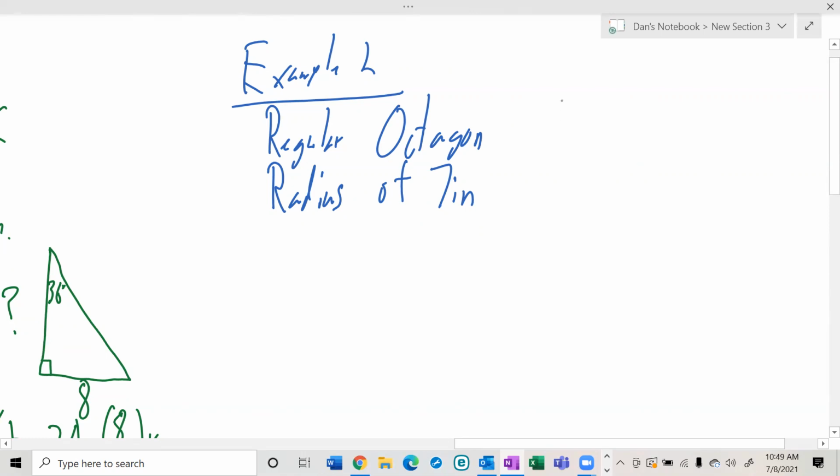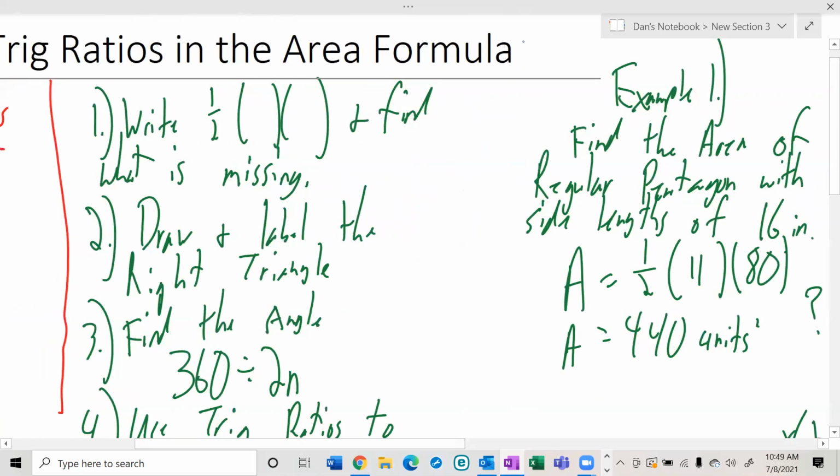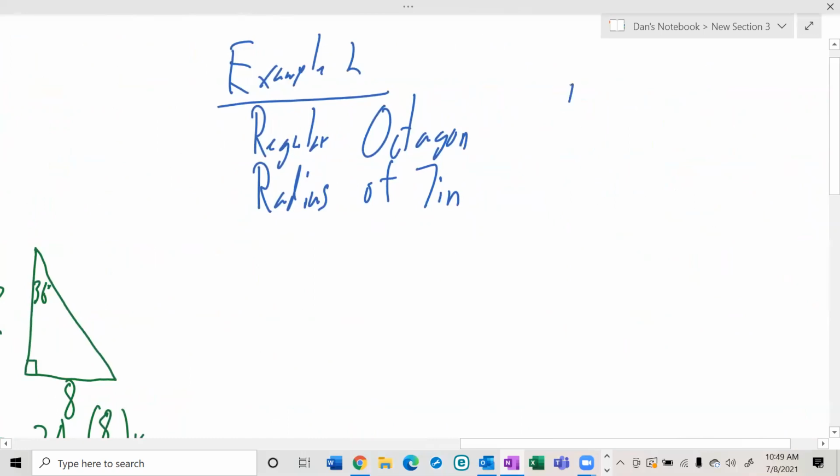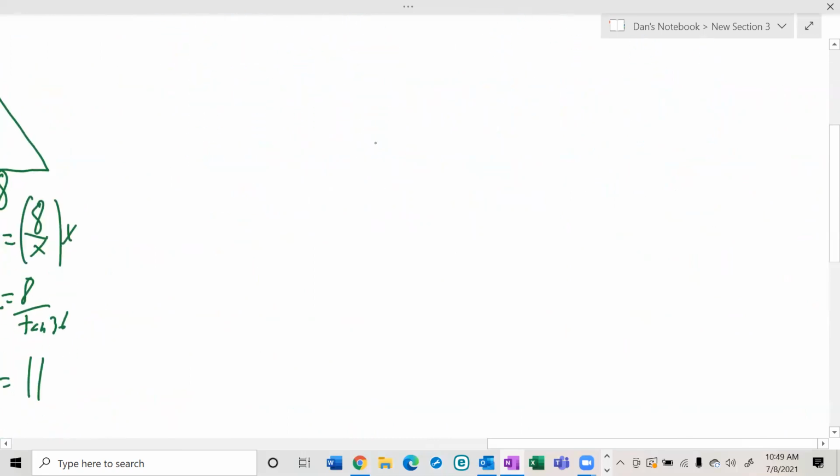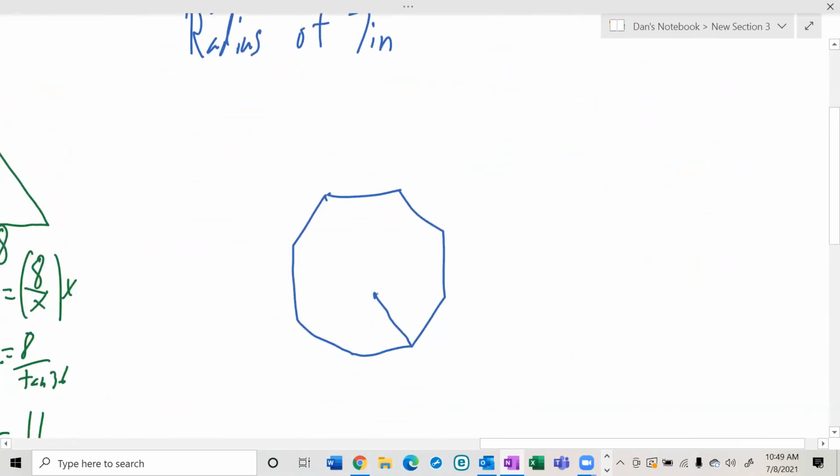Josh, what are we going to do to start? Step 1. Area equals 1/2 blank times blank. So you guys know the radius. I'll draw the radius out. You guys don't need to draw this. I guess I could draw an octagon. 1, 2, 3, 7, 8. The radius is this line here. 7. You don't need to draw that. I'm just being clear what it is.